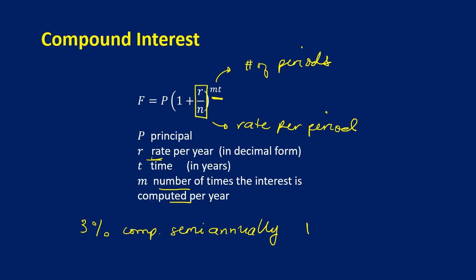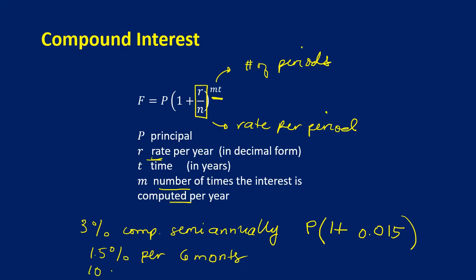So, for example, you have, let's go back, 3% compounded semi-annually. It's principal times 1 plus my rate per period is 1.5%, right? Per 6 months. So that's 0.015 raised to, let's say, for 10 years. What is the number of periods? 10 years, but for every year you have 2 periods.